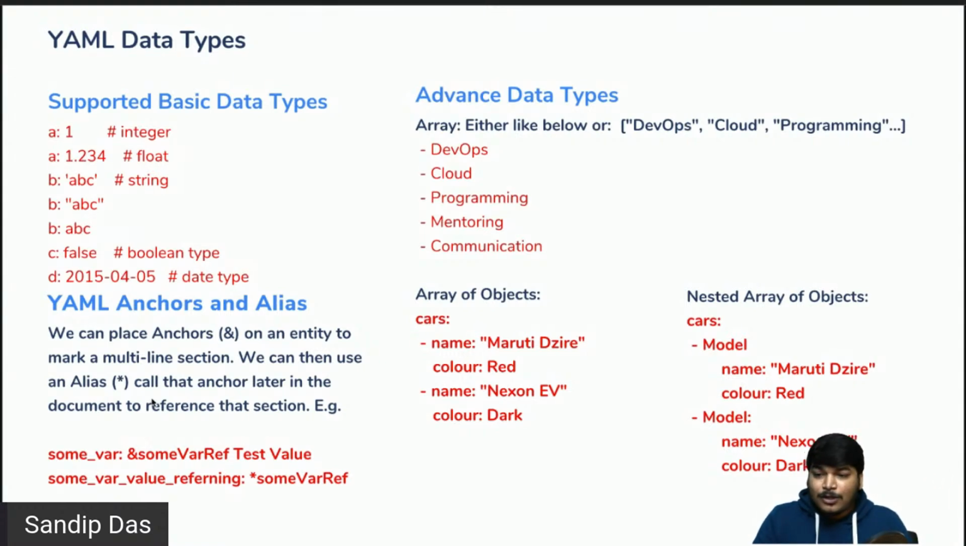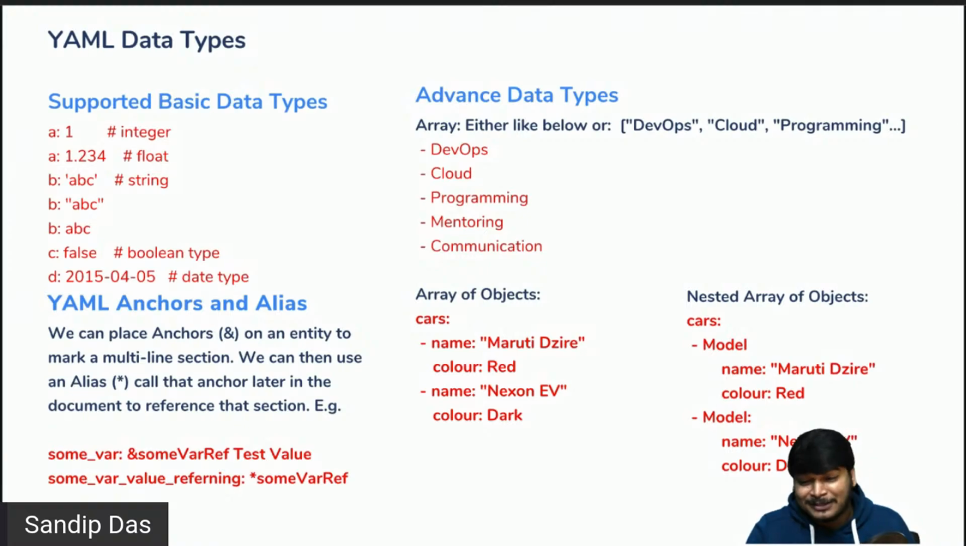What is the anchor? Giving the ampersand sign gives the anchor. So it's kind of like variable storage in YAML. It will store the value. And suppose I want to use that particular variable value again, in another key or anywhere in the YAML. For that, I'll be using the alias, giving a star sign. So let me show you in the code.